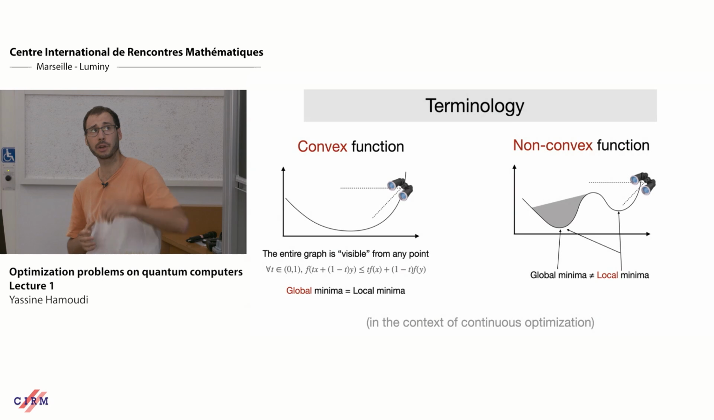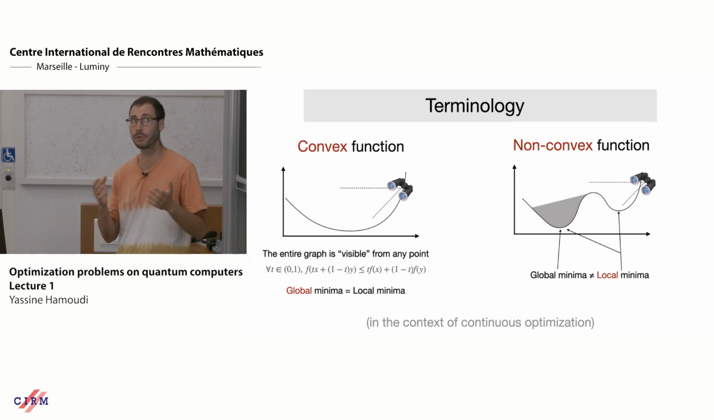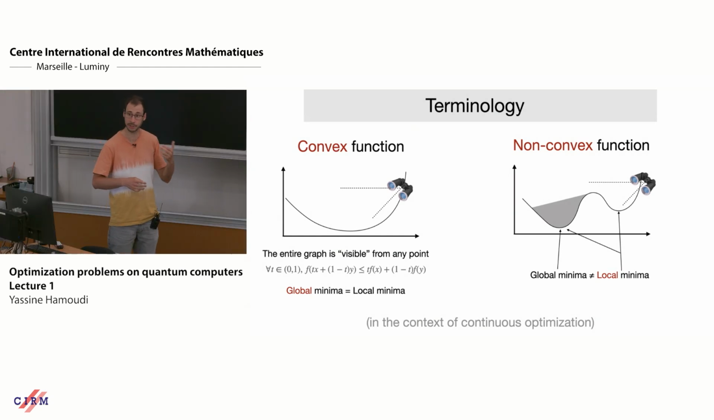Okay, so this second kind of family is much harder to optimize, but of course this is also a family which covers a lot of interesting applications. So the method that we will present will apply as well to this kind of functions.